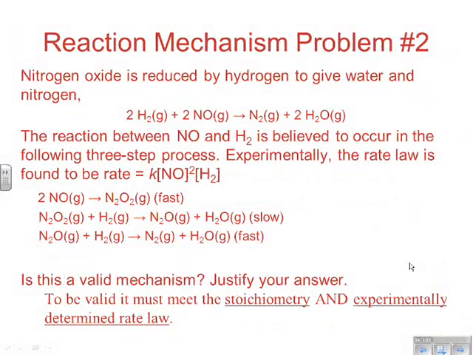So here's what it's going to look like. We're actually going to start with the one that we did before so we can skip through the beginning parts fairly quickly. So notice we've got the same proposed mechanism and we've got the same balanced equation up top. But there is something new mentioned, and that's because this has to be upheld by experimental evidence. The reaction between NO and H2 is believed to occur in the following three-step process.